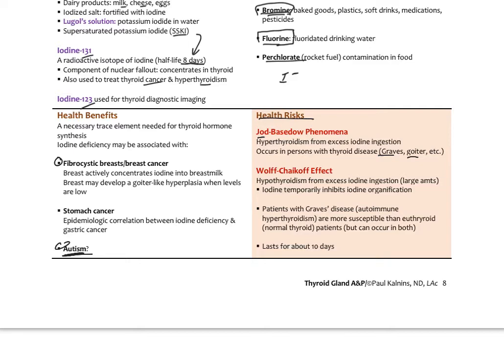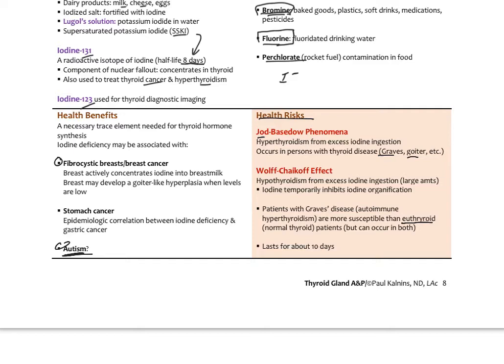The opposite effect would be the Wolff-Chaikoff effect, and that is hypothyroidism from excess iodine ingestion in really large amounts. So typically with the high doses, iodine can actually inhibit the organification, and that's the attachment of the iodine to the thyroglobulin. So patients with Graves are more susceptible than euthyroid. Euthyroid just means normal thyroid production. But it can occur in both.